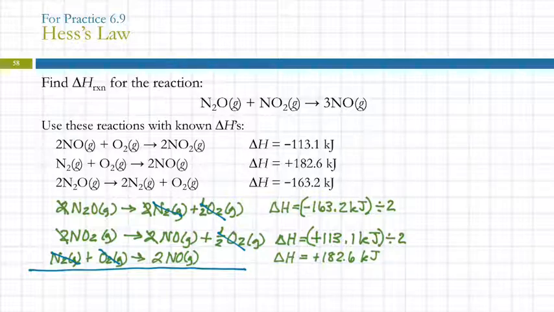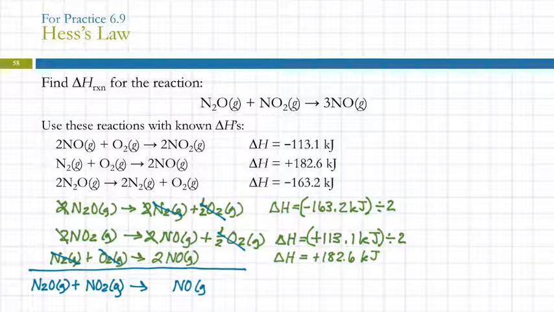Now what I have left is N2O gas plus NO2. So many O's and 2's and N's. It's a bit confusing. And over here, the only product I have left is NO gas, but there's 3 of them. I've got 2 here and 1 there. 3. And that matches up with the equation at the top.